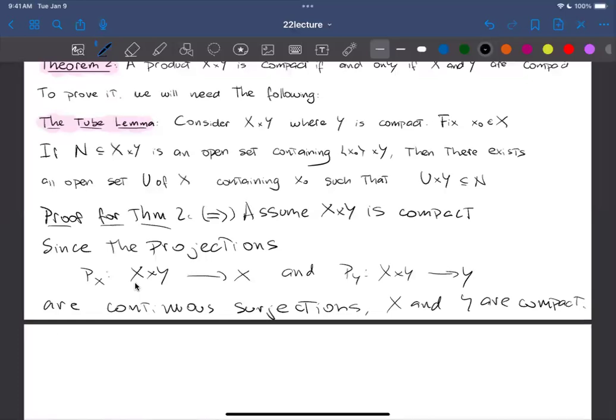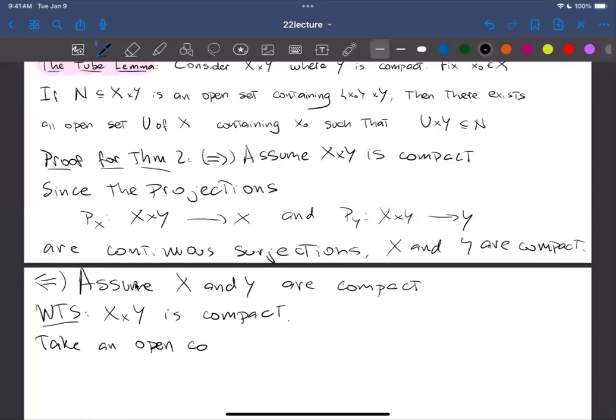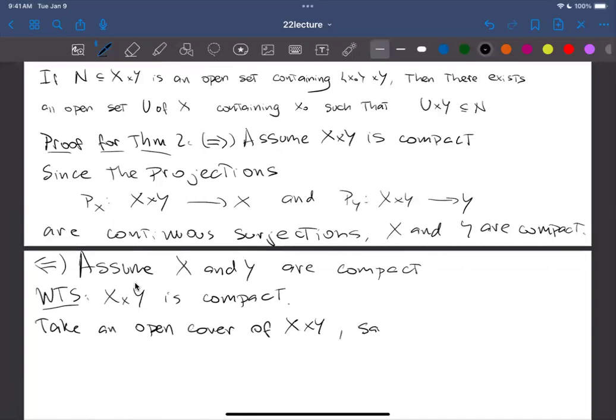So, the other direction. Now let's assume X and Y are compact. And of course, we need to use the tube lemma. So we want to show X cross Y is compact. And how do we prove something is compact? Let's take an open cover of X cross Y. So let's call this open cover W_i, where i lives in some index set Lambda.